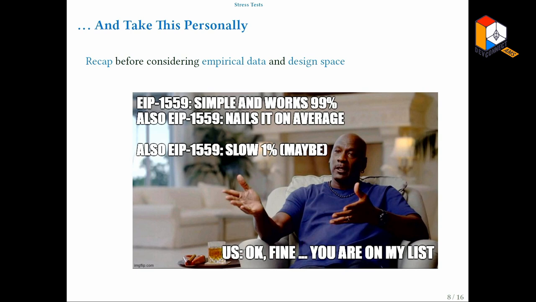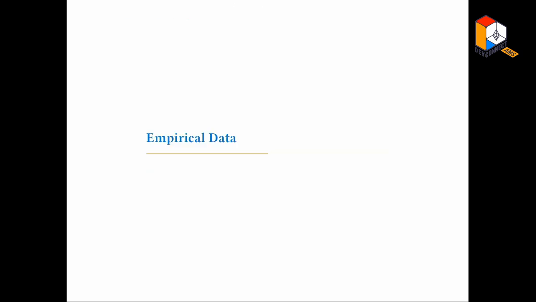Now, when we go to the design space to study different mechanisms, maybe the mindset here is like the meme that we have: we want to be perfect. And the question is whether we can do better. So we have a simple mechanism that is working. It nails it perfectly on average. Okay, sometimes it may be slow, as we are going to see later. But now we really adopt this perfectionist mindset and say, okay, can we do better? We want to see if we can improve even in this case.